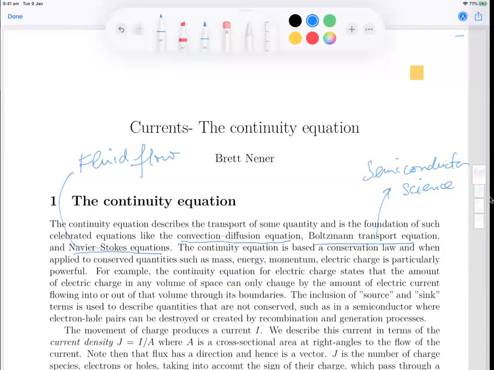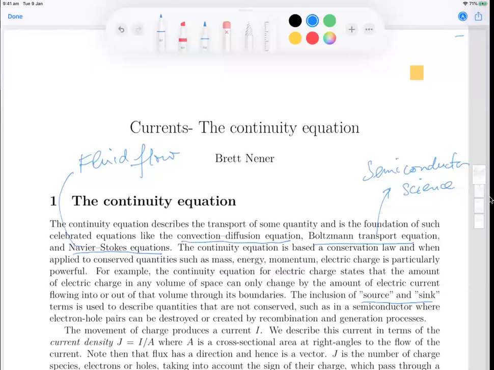So the continuity equation is based on a conservation law, and essentially it means we have a flow of something, and if we look at a particular area, what flows into that area must also leave that area unless there is a source or a sink in that region. Now, a source is a place where the items, for example, energy or mass, is generated, and a sink is where the energy or mass can disappear.